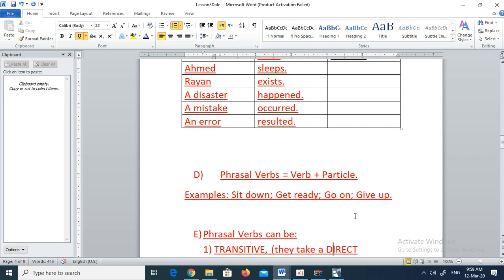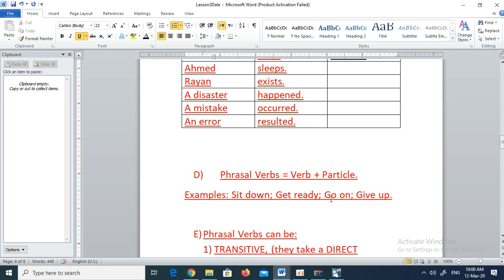Now, we needed to discuss transitive and intransitive verbs because they lead on to the main topic today, which is phrasal verbs. Phrasal verbs are verbs that have two elements. They have a verb, and then they have what we call a particle. So our first example is sit, and sit is the verb, and the particle is down. Our second example is get ready. Get is the verb, and ready is the particle.